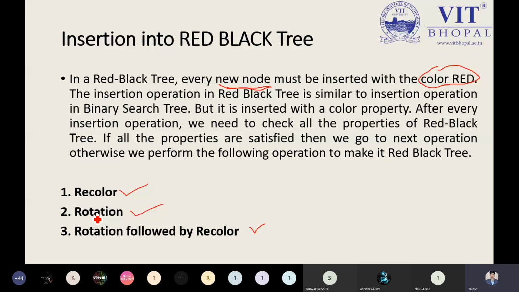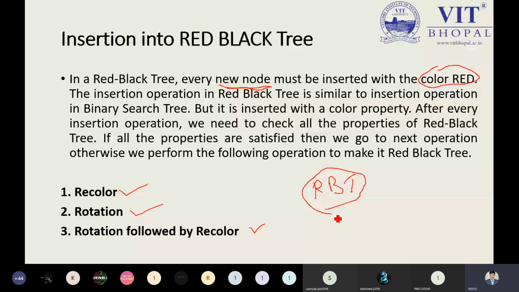All the rotations which are done in the AVL tree are also applicable in the red black tree as well, while inserting a new node as well as deleting any node. The red black tree is also known as the RB tree. In the examination I can ask what is meant by RBT or red black tree. In the RBT, while inserting a new node or deleting any existing node, we need to recolor, rotate, and rotate followed by recolor. So these are the three different operations we need to perform.